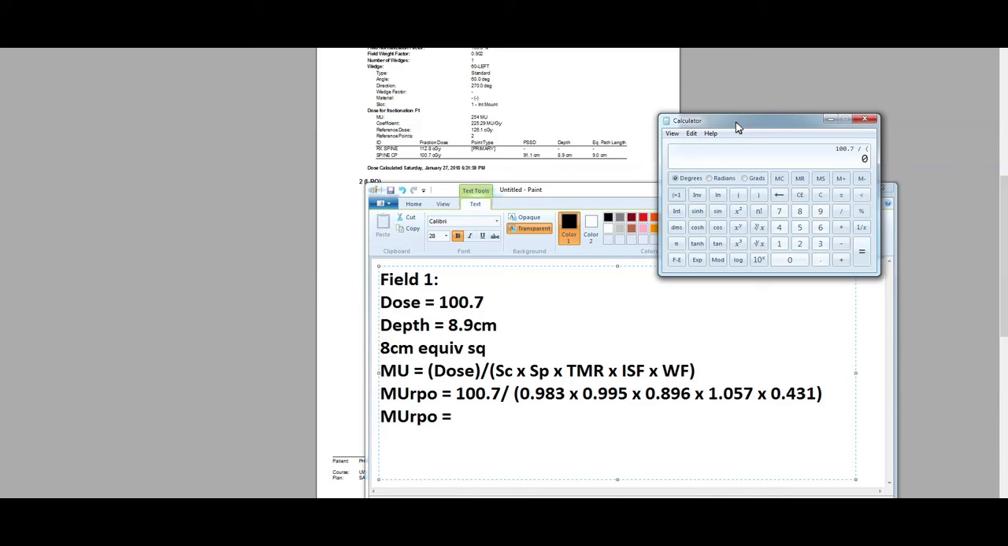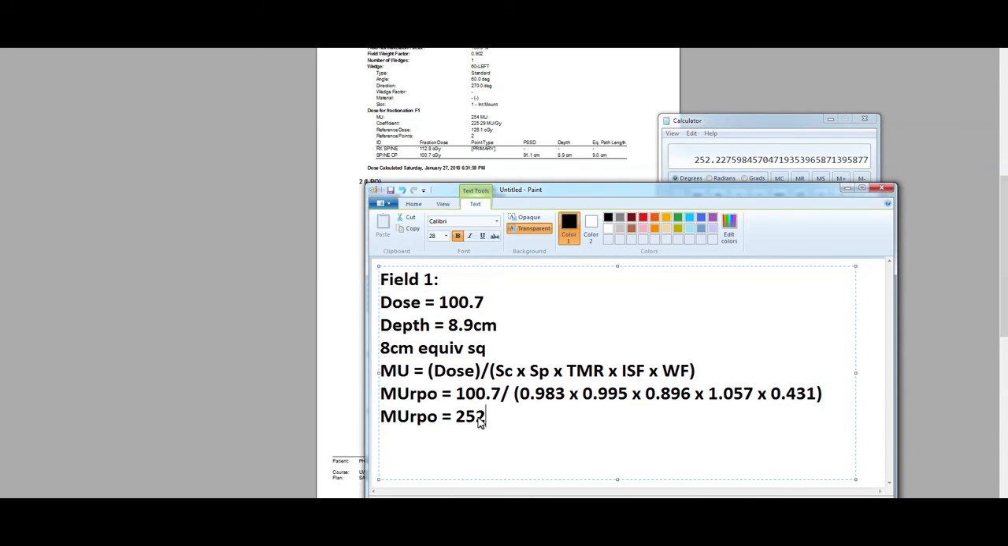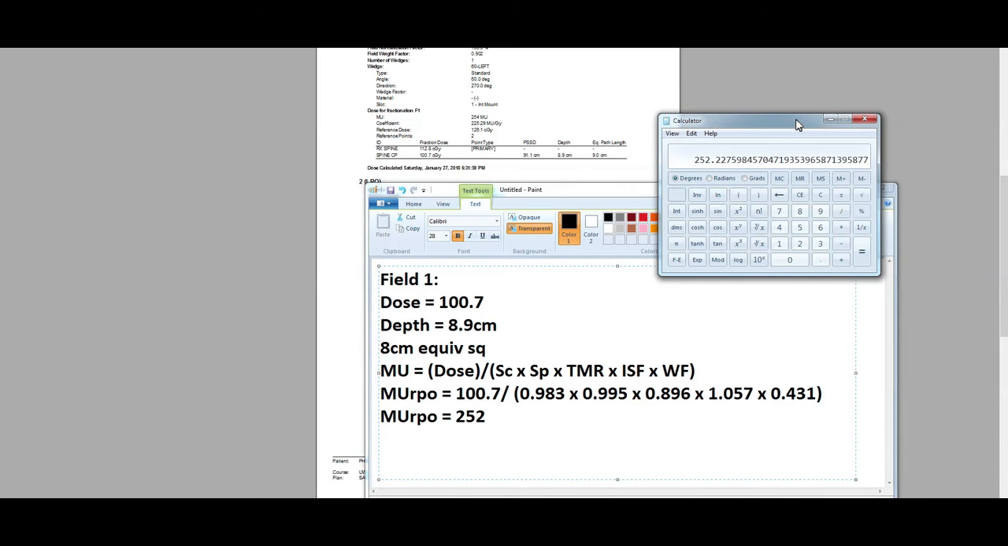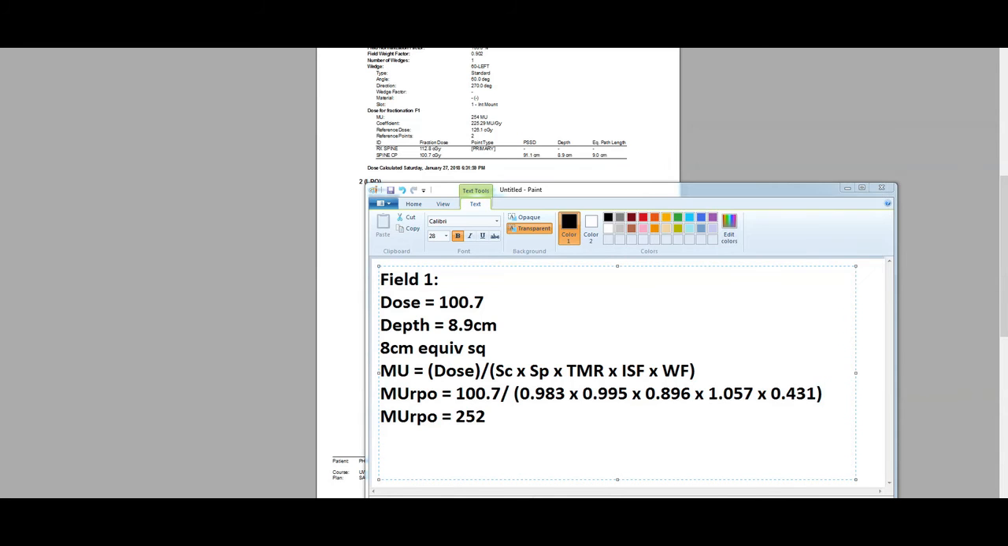100.7 divided by 0.983 times 0.995 times 0.896 times 1.057 times 0.431 gives me 252. 252 MU. So the treatment planning system monitor units were 254. So I get a 1% deviation from the two.